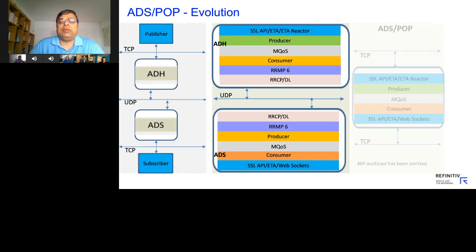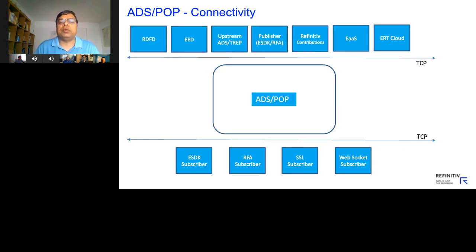If you look at the connectivity, for an ADS-POP you can connect it up to an upstream data feed like an EED or an RDFD, or an upstream TREP, or have in-house publishers built on ESDK or RFA. We also use the reactor code in the ADS-POP, so we can contribute to the Refinitiv contributions channel, TRCC, or connect it up to an EAS or ERT in the cloud.